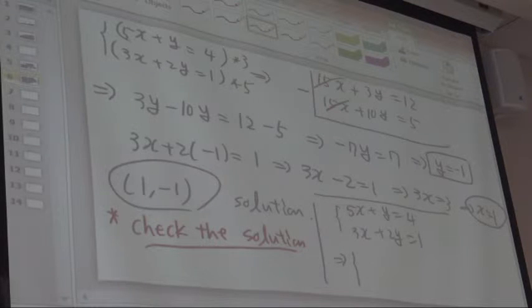When you plug in 1 and negative 1, we have 5 times 1 plus negative 1. Check whether this is a true statement, and then 3 times 1 plus 2 times negative 1, whether this is also a true statement. 5 minus 1 is 4, and 3 minus 2 is 1. So they are true statements. That means your solution, 1 comma negative 1, is a solution. Most of the time, I don't check that, because I know that my solution is correct. But your solution may be wrong, so you have to check that.